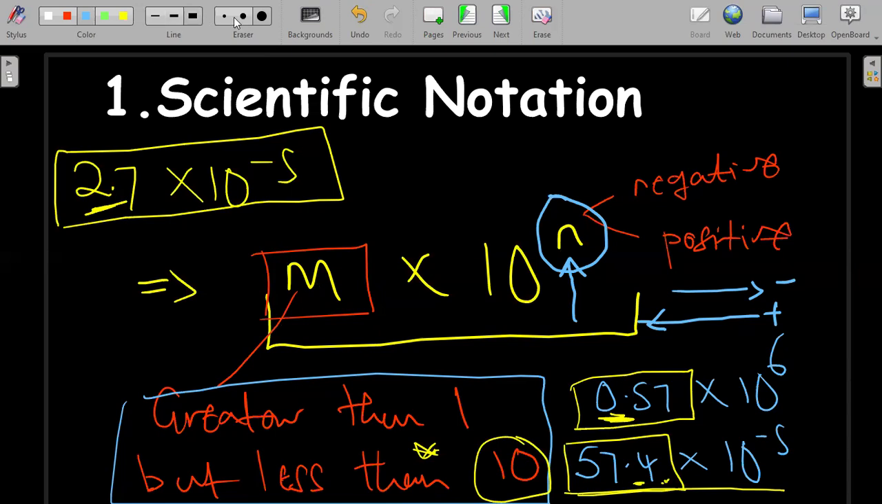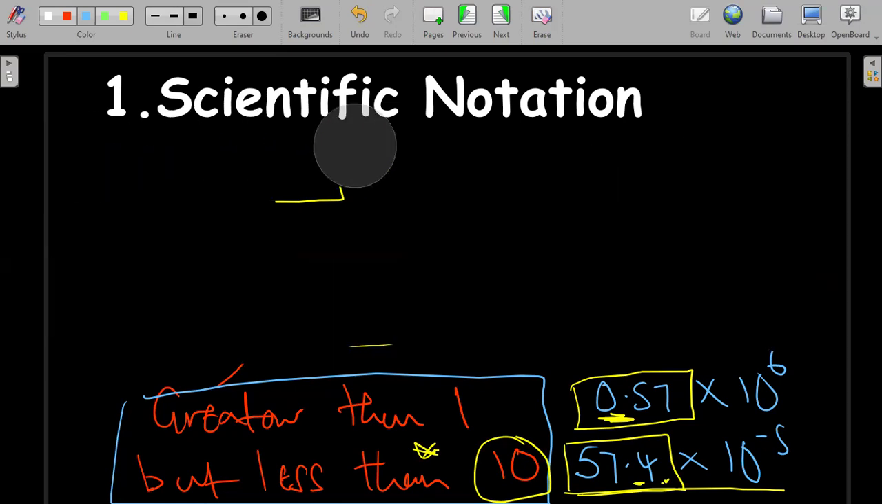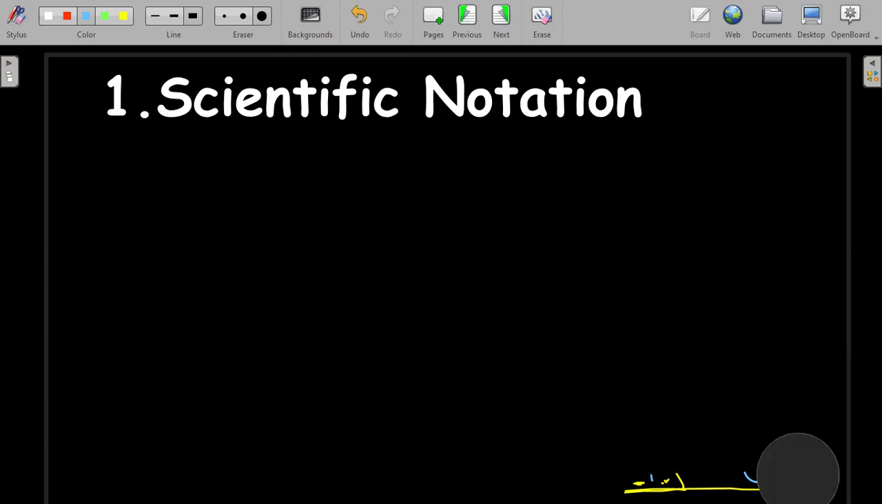Let us look at an example here. If you have any questions, please feel free to ask. Just unmute yourself and then you can ask. I've defined what scientific notation is, so for example, let us have this number here.